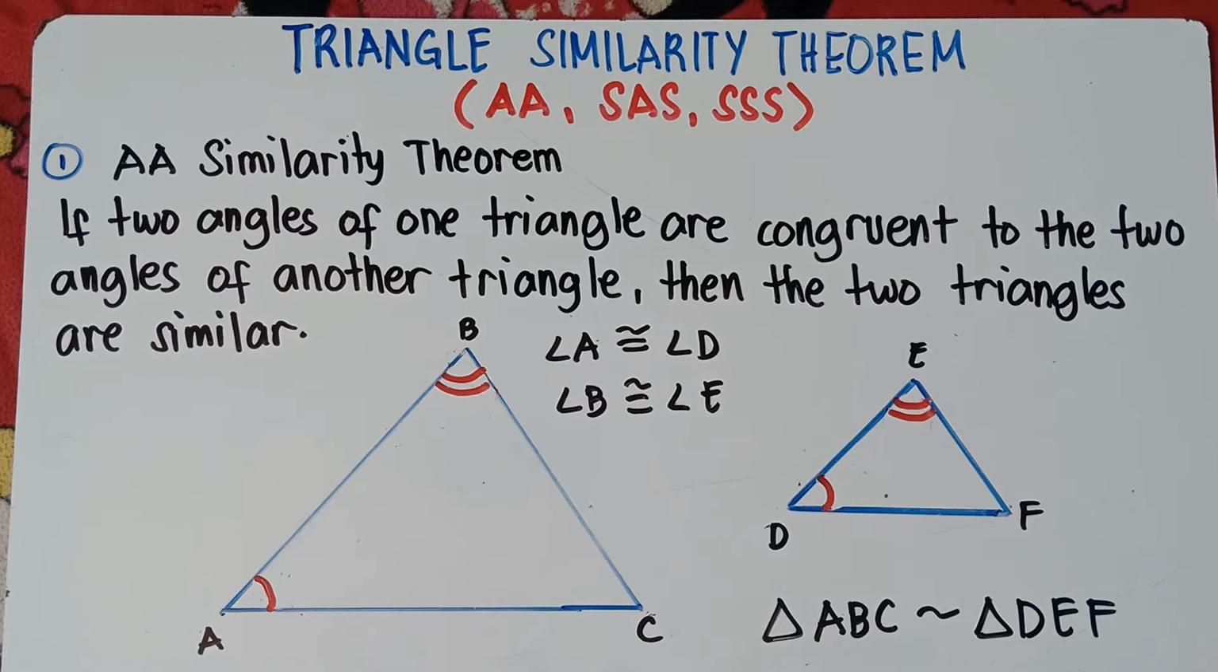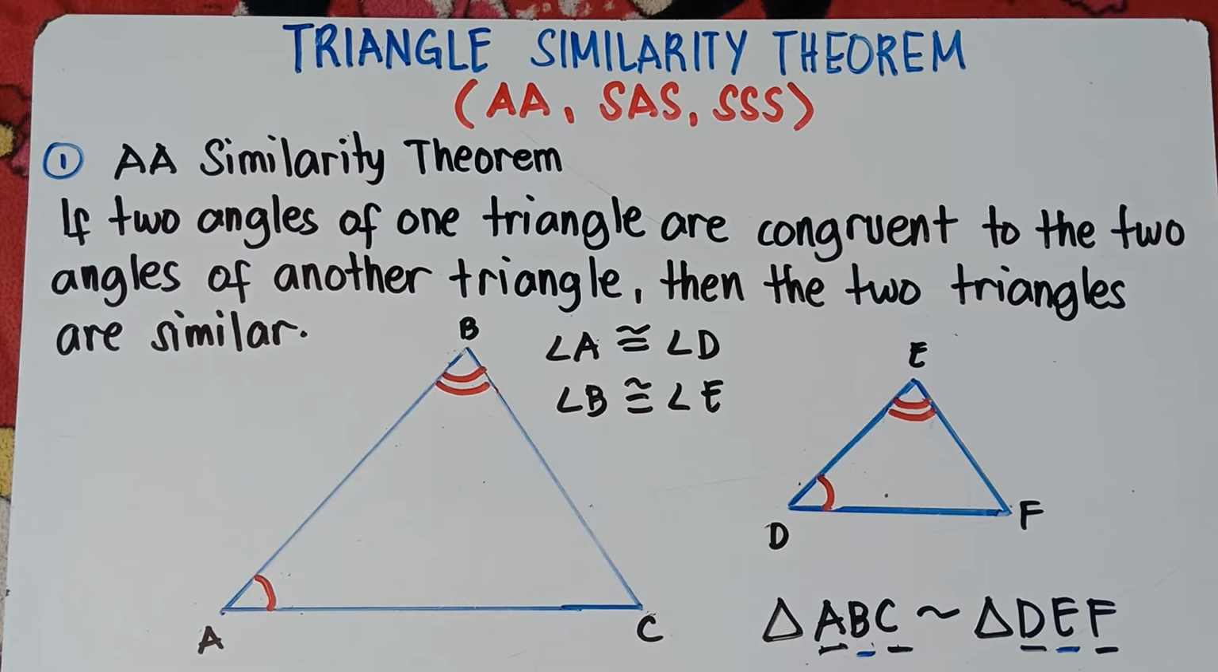It must be the corresponding angles, okay? It must be symmetrical, class. You read it A, B, C. So angle A corresponds to angle D, and angle B corresponds to angle E. Be careful in reading the triangle, class. And angle C corresponds to angle F. So triangle ABC is similar to triangle DEF.